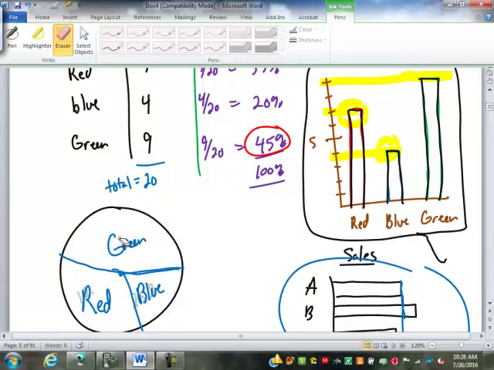So there I have a pretty precise graph. I mean, it's not exact, but it's close enough. You can definitely see that blue's the smallest, green's the largest. And that green is just slightly less than half.